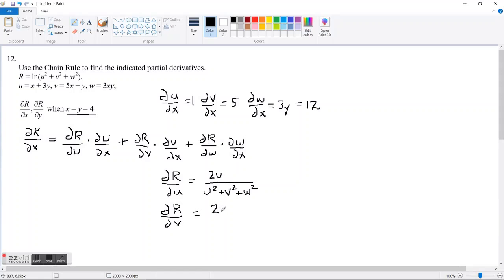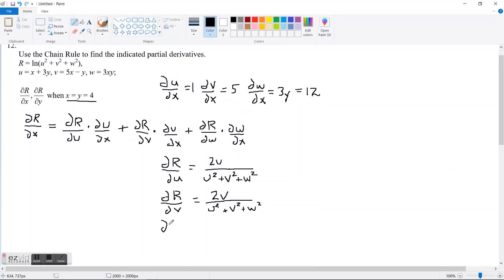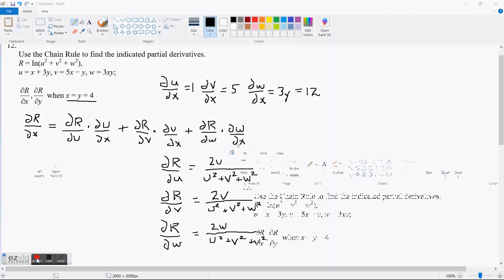Similarly, for the partial with respect to v, we're going to use the chain rule and get 1 over u squared plus v squared plus w squared times the derivative of u squared plus v squared plus w squared with respect to v, and that's going to be 2v. And finally, the partial of r with respect to w, using the chain rule again, the derivative of the natural log of everything is 1 over everything, which is 1 over u squared plus v squared plus w squared, times the partial of u squared plus v squared plus w squared with respect to w, which is 2w.